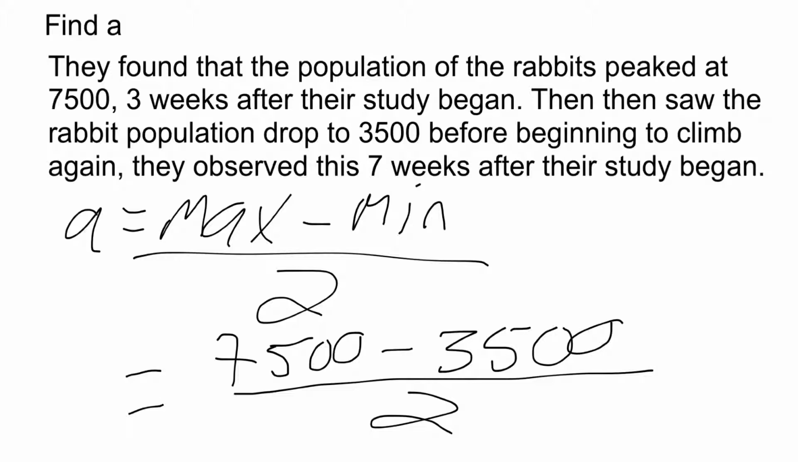So what does that make our A value? If it's 7,500 minus 3,500 over 2, what's our A value? 2,000. It's 7,000 minus 3,000 divided by 2. You gotta put the divide by 2. Yeah. A is 2,000. That is the value of A. And we got that using our maximum of 7,500, our minimum of 3,500, and our formula, A is equal to max minus min over 2.